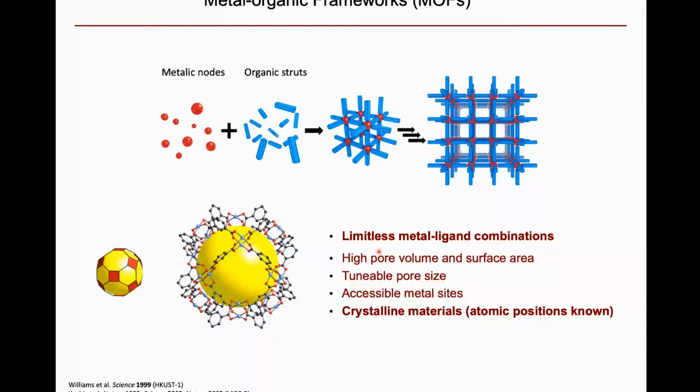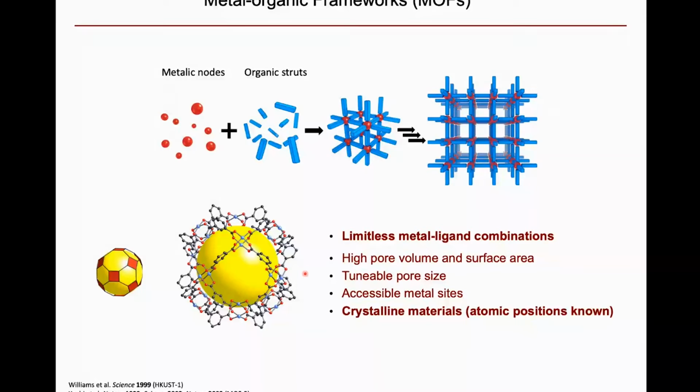So these structures, they have really high pore volume and surface area. The surface area can go up to 6,000, 7,000 square meters per gram. And this is amazing. If you think about it, this is the surface area of a football pitch in 1 gram of the material. You have pretty much tunable pore sizes in MOFs. So you can change the pore size according to the adsorbate of interest that you're trying to store or capture.